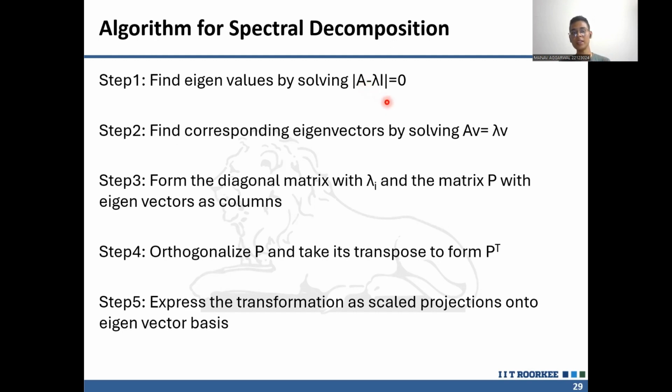Step 2 involves finding the corresponding eigenvectors by solving Av equal to lambda v. This can be simplified as (A minus lambda I) times v equal to 0, which can then be solved by using the Gaussian elimination method that we have studied so long ago. Step 3: form the diagonal matrix with lambda i and the matrix P with eigenvectors as columns. Step 4: orthogonalize P and take its transpose to form P transpose. Step 5: express the transformation as scaled projections onto the eigenvector basis. This is the end of the spectral decomposition algorithm. Let's see how we actually code it now.